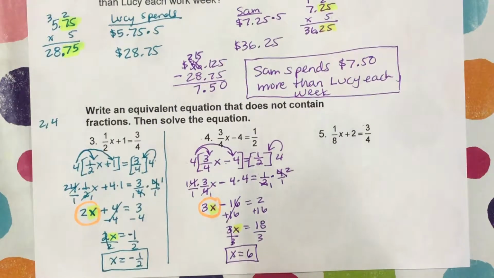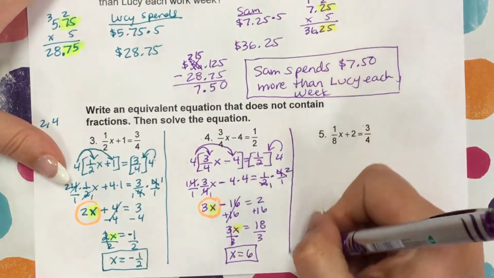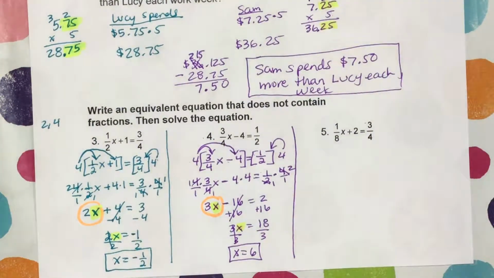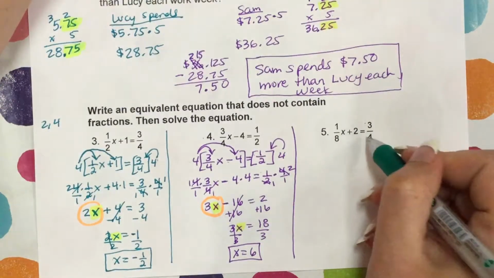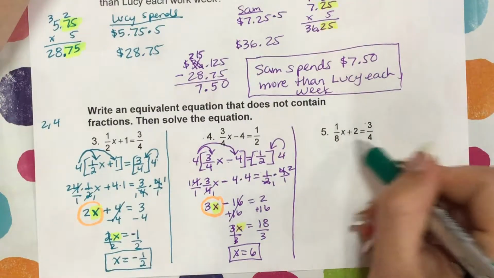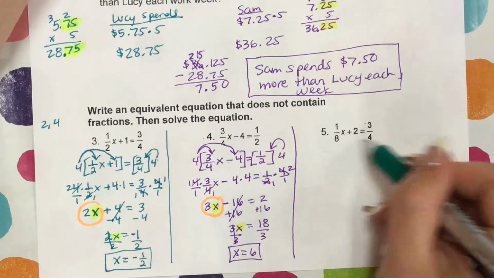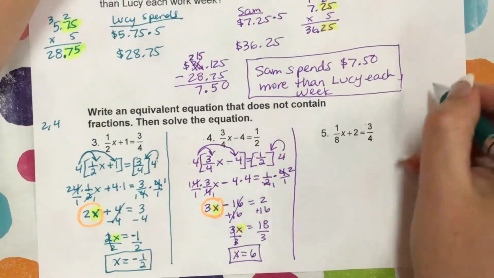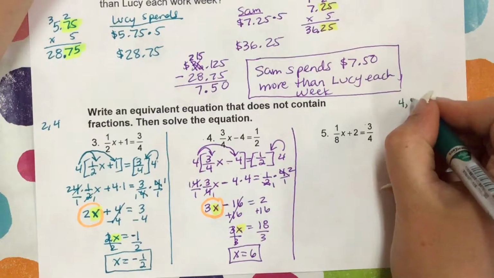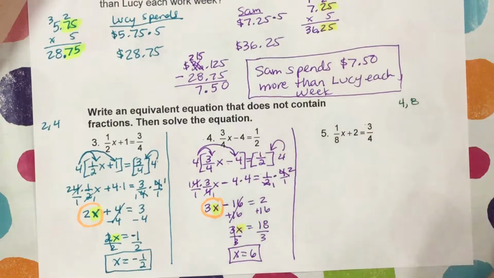So the final answer for this one would be x equals 6. Okay, we're going to go ahead and do one more problem together before you start working on these on your own. So we have 1/8 x plus 2 equals 3/4. The fractions are 4 and 8, so we have to find the least common multiple between 4 and 8. Well, if we count by 4s, we have 4, 8, wow, we run into an 8 really quick.